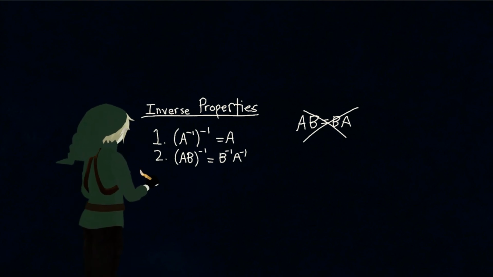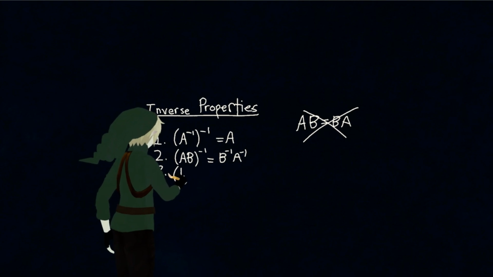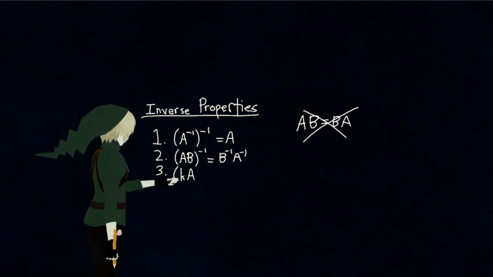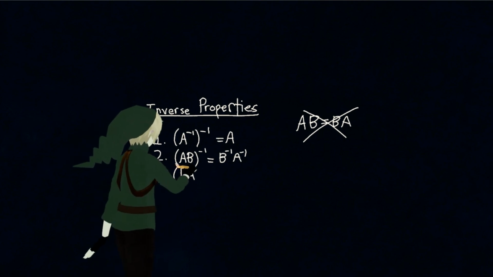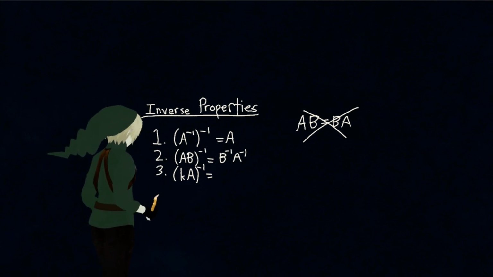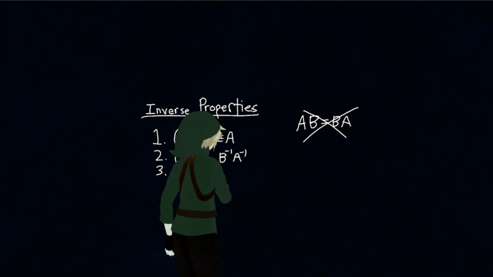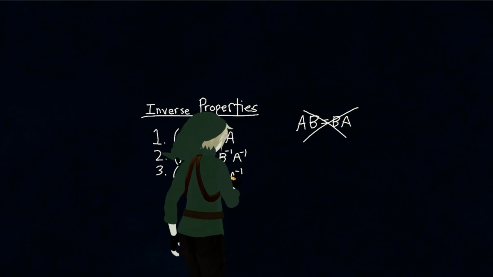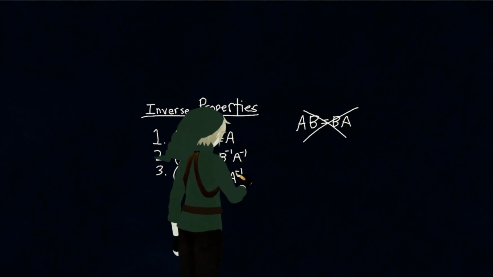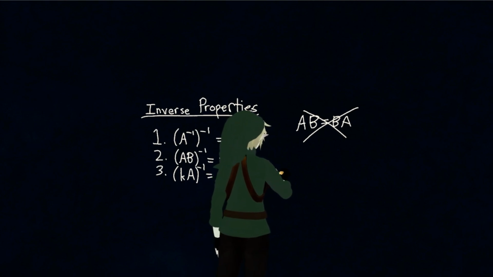Alright. Number 3. What about the inverse of a scalar, some number k, times a matrix A? What is the inverse of this? The inverse of this is equal to 1 over k times the inverse of A. And k is literally any real value.